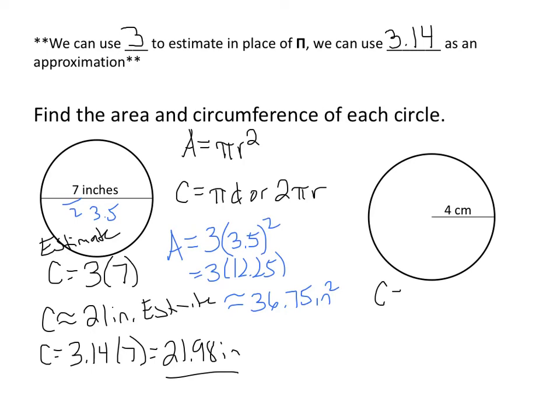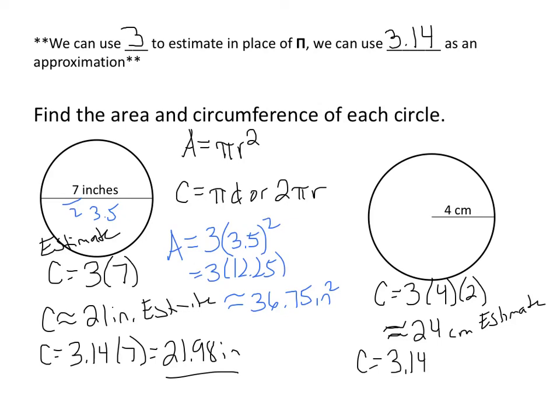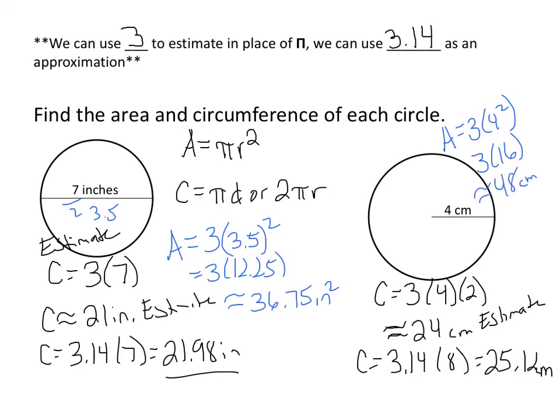Okay, so for circumference, we're going to use 3 if we estimate, times 4 times 2, because it's just our radius, which would be 12 times 2, or 24 centimeters approximately. So that's our estimate. If we were finding the approximation, I use 3.14 times 4 times 2, which would be 8, we would get 25.12 centimeters. And then once again for our area, because they gave us our radius, we're just estimating, we're going to do 3 times 4 squared. 4 squared is 16, so 3 times 16 gives us an answer of about 48 centimeters squared.